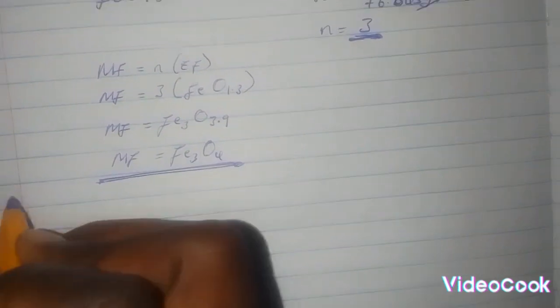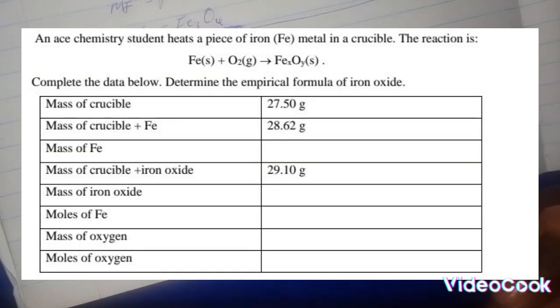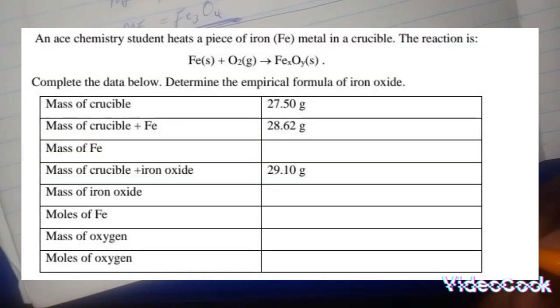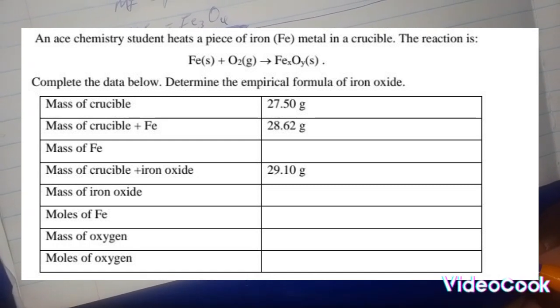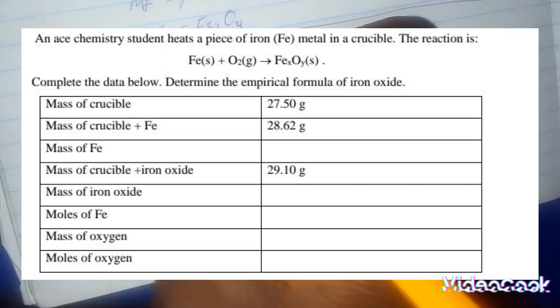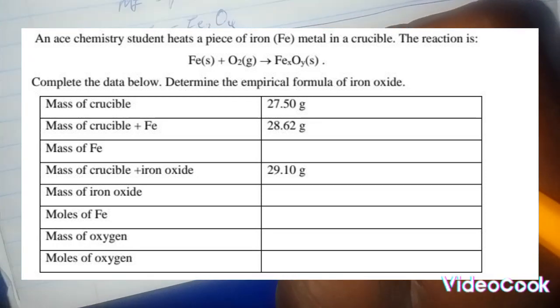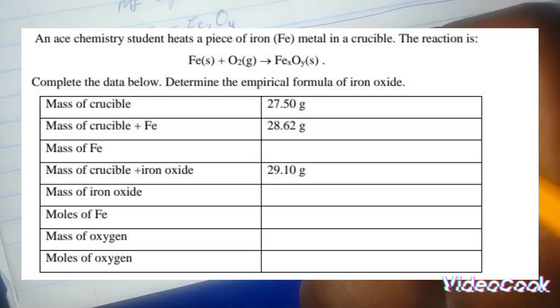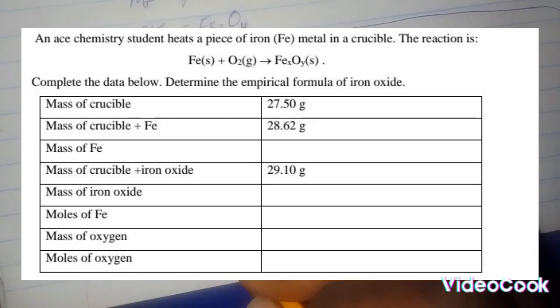So we'll demarcate. We come to another question. Now, another question is reading: an ACE chemistry student heats a piece of iron metal in a crucible. The reaction is, let me just get the reaction, iron plus oxygen, which is producing iron oxide. This is what has been produced.